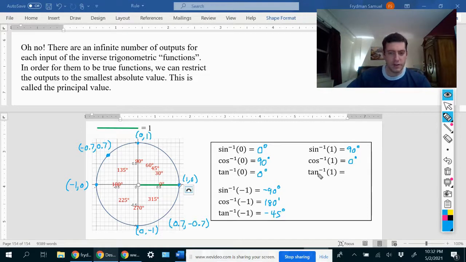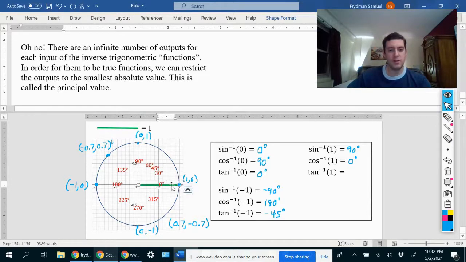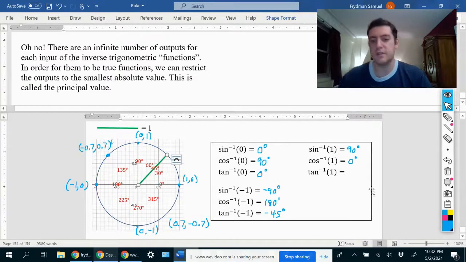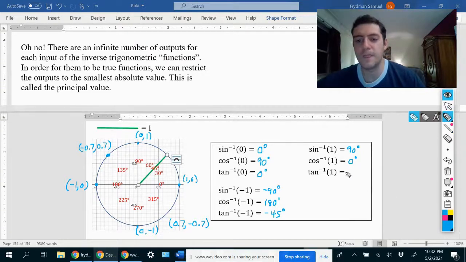And finally, what angle measure has a tangent of 1? So the inverse tangent of 1 means what angle value has a tangent of 1? And we already talked about that. That was 45 degrees, because we would be doing 0.7 divided by 0.7.